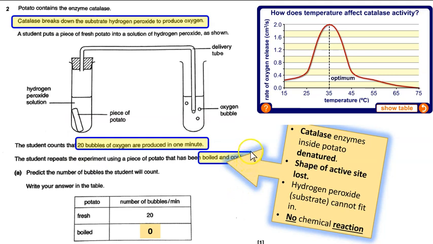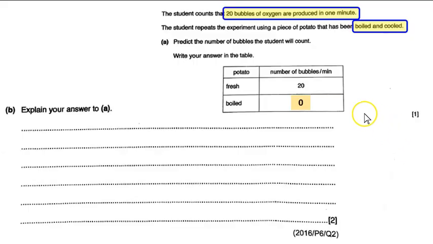Now, don't be afraid to write 0. Some of you might say, but teacher, 0 can be an answer, meh? Yes, it can be an answer. You just have to look at what the question is asking you. So let's move on to part B. They ask you to explain your answer in A, and your answer basically is you must tell the teacher how come you choose 0 bubbles for boiled potato.